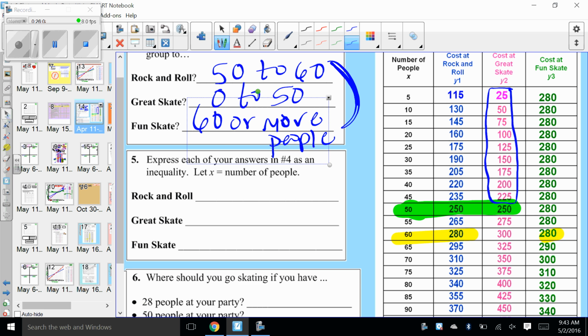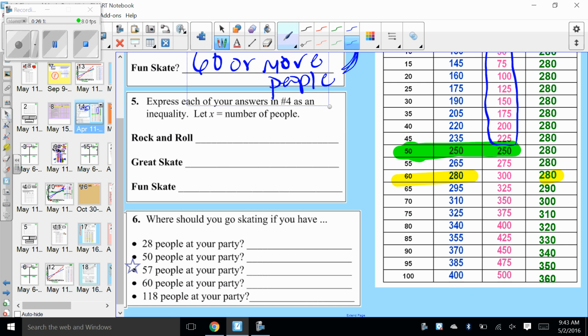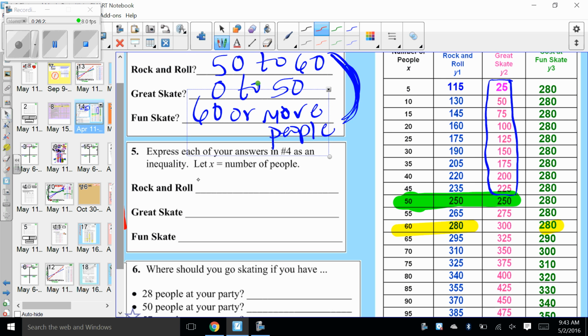Now these are just words that we're using here of when it's cheaper, just using common sense language. But mathematically speaking, we should always write them in terms of an inequality with some less than, greater than symbols. So for Rock and Roll, the number of people has to be between 50 and 60. And we learned back earlier in the year that this would be an inequality, saying it could be exactly equal to 50 because it's tied at 50, doesn't matter. Can be exactly equal to 60 because it's tied at 60, doesn't matter. But between 50 and 60, this is the cheaper place to go for sure.